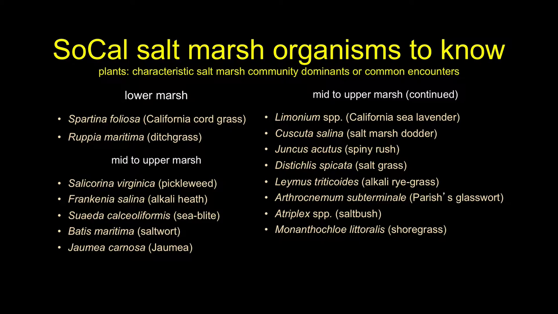Okay, then we start to get into what you would typically think of as the main plain of the salt marsh. And so for that, we would have Salicornia virginica. So write that down and then put an asterisk by it, because we're going to talk about the name still. We haven't gotten there yet. But so Salicornia, pickleweed.